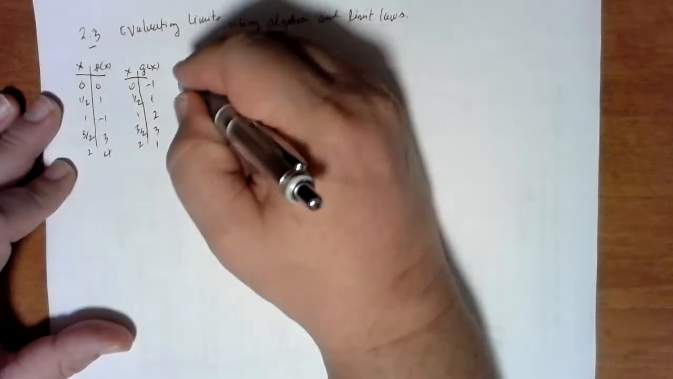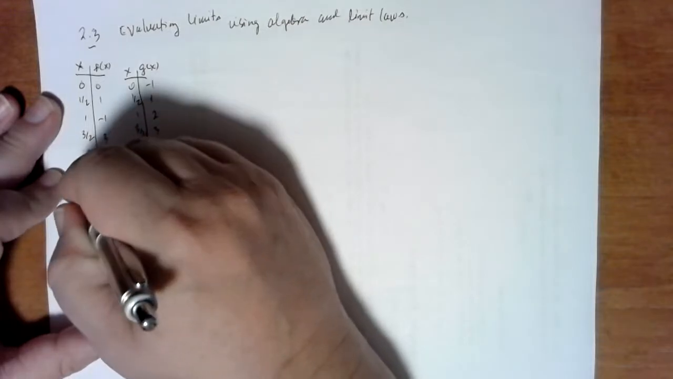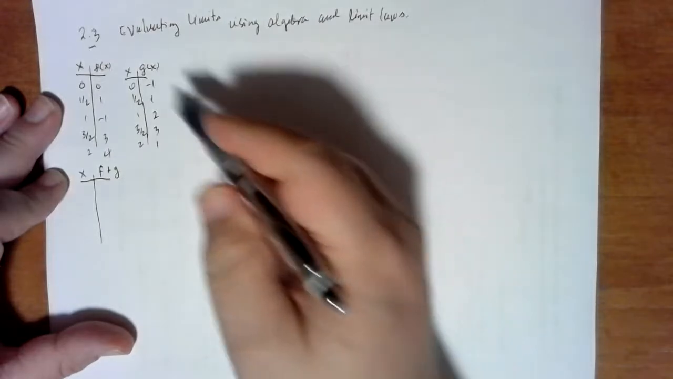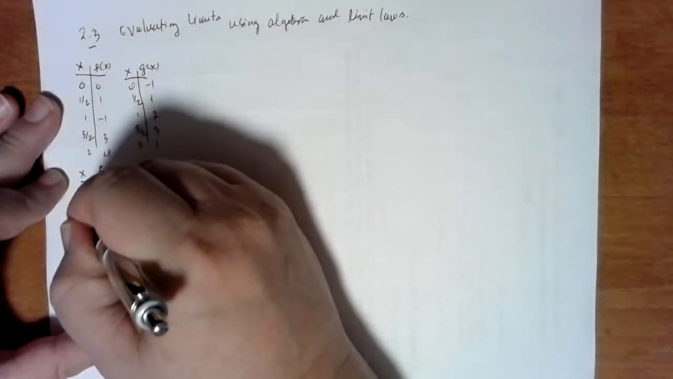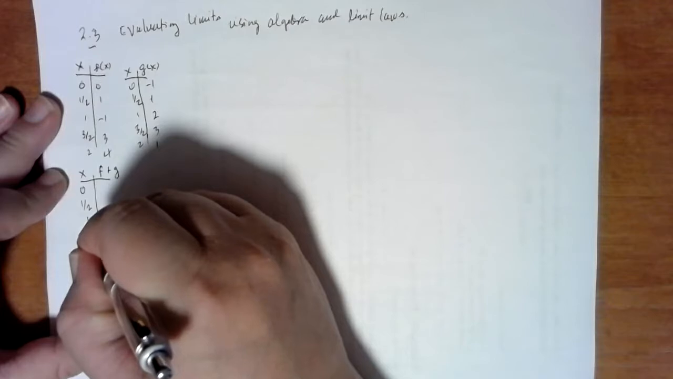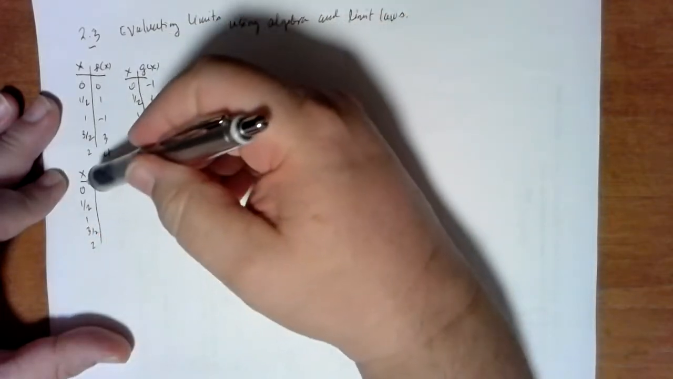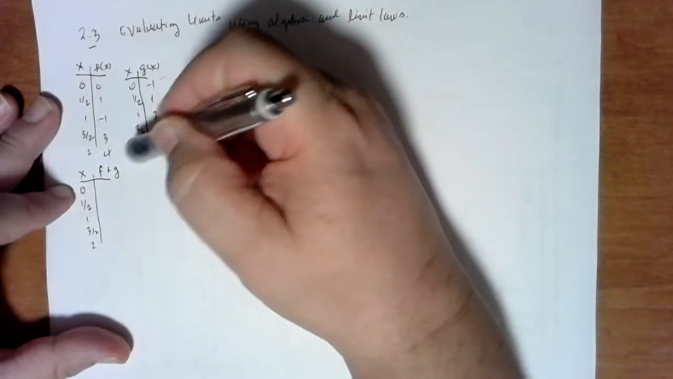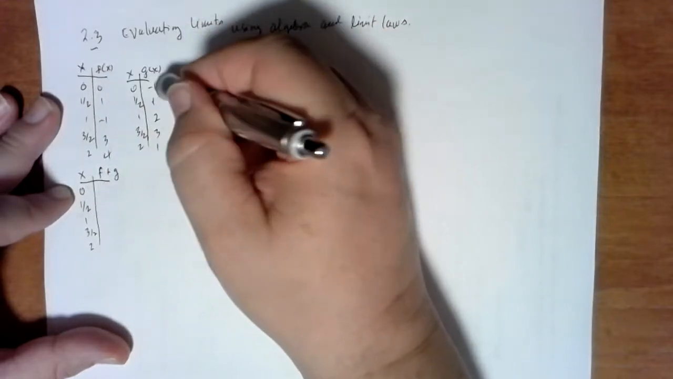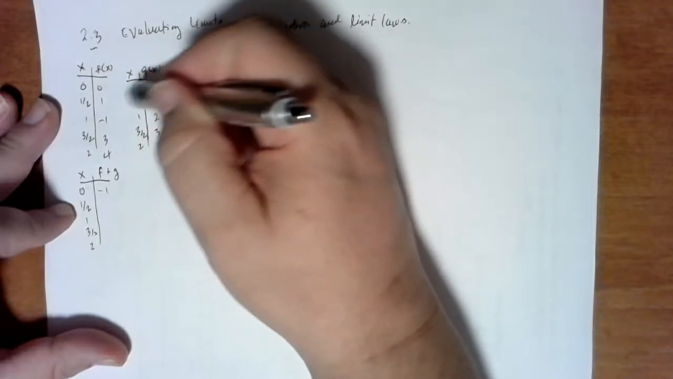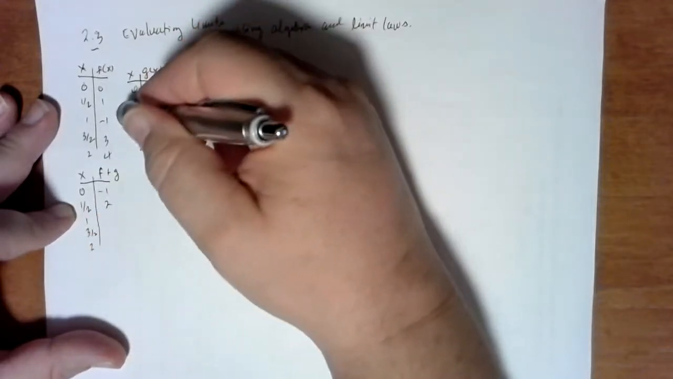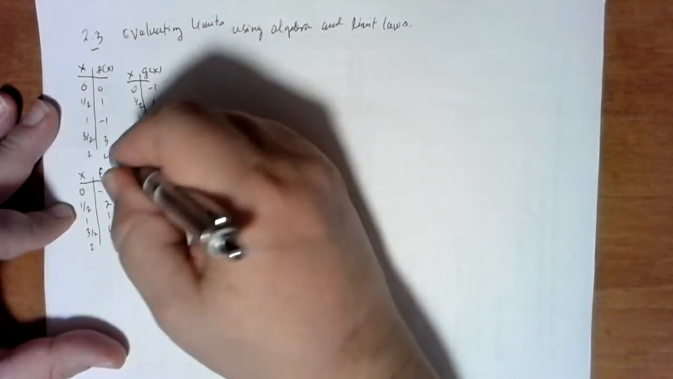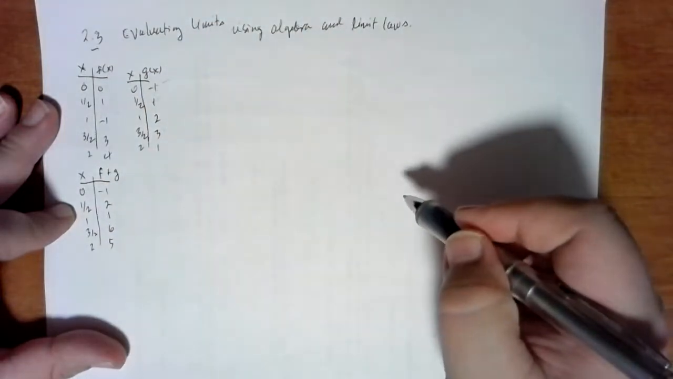Then, if you wanted to create a table for f plus g, right, the way you would do that is your x values would remain the same. But now, at each point of x, right, you go in and you add point-wise, right? So the first one would be 0 minus 1 would be minus 1. 1 plus 1 would be 2. Minus 1 plus 2 would be 1. 3 plus 3 would be 6. 4 plus 1 would be 5, right?